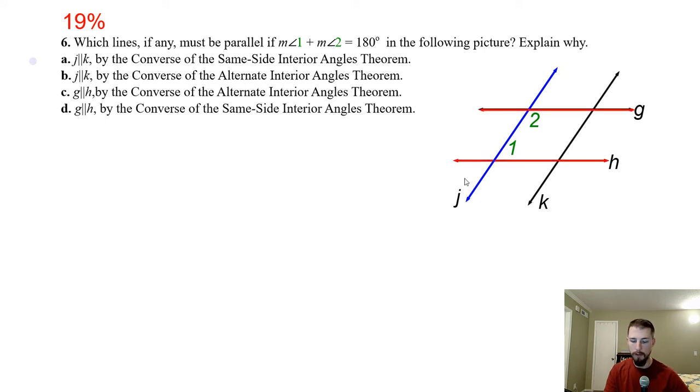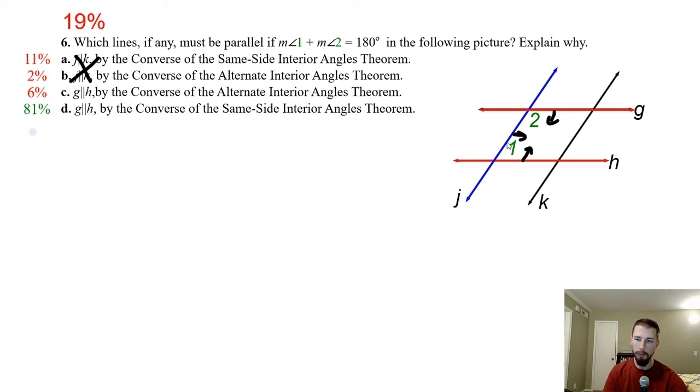So we know right off the bat it has to be G and H that are parallel, if they are parallel. And then the next question is, are these alternate interior or same side interior angles? Well, they're on the same side of the transversal, and on the interior of those two parallel lines, G and H. These are same side interior angles, so we can prove that G and H are parallel by the converse of the same side interior angles theorem.